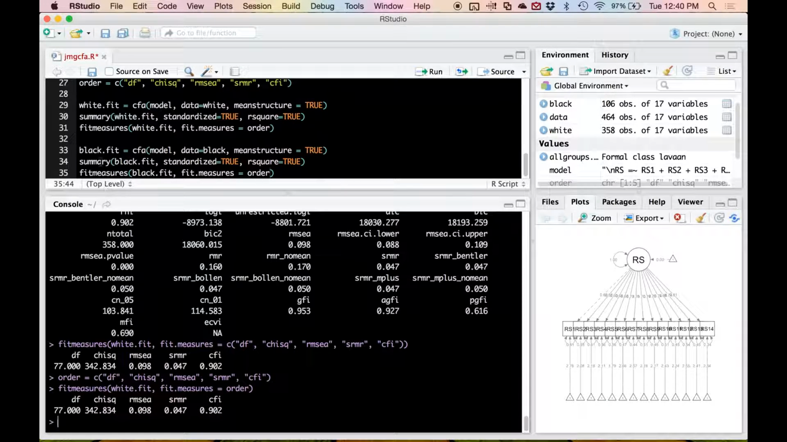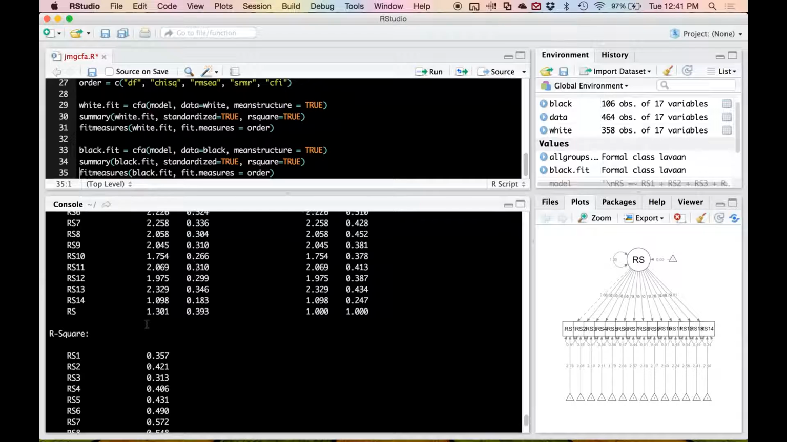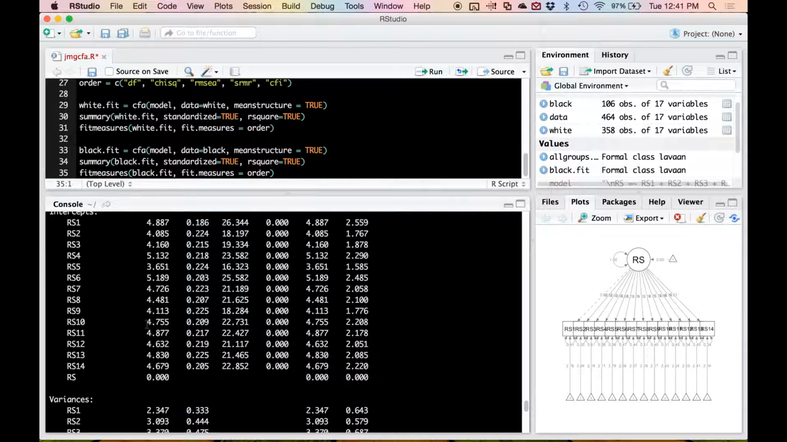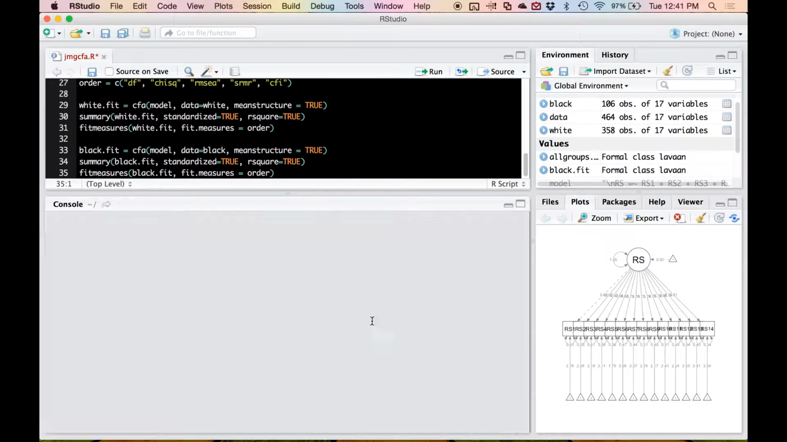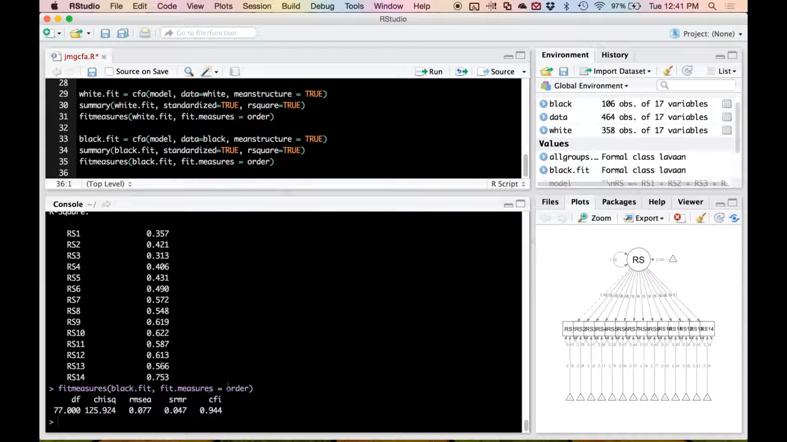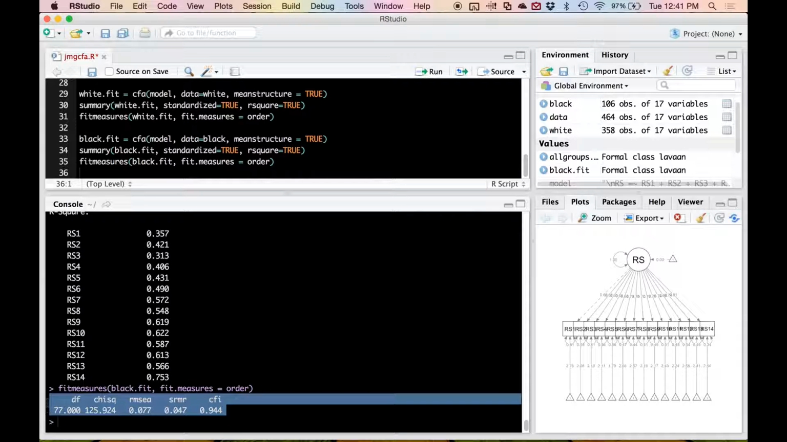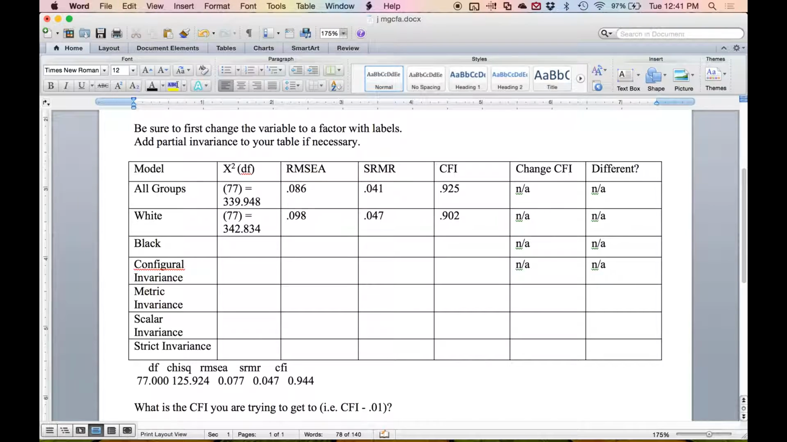Alright, so let's try a black model here. So look at my summary: all my R-squareds are good, my variances are positive, my intercepts are looking pretty good, and all the loadings appear to be large and they all load onto their one factor. So that part's good so far. Let's look at the fit indices. And this model's actually better.